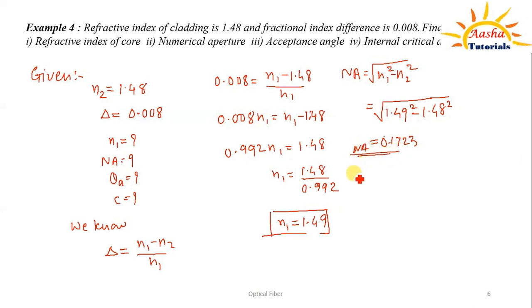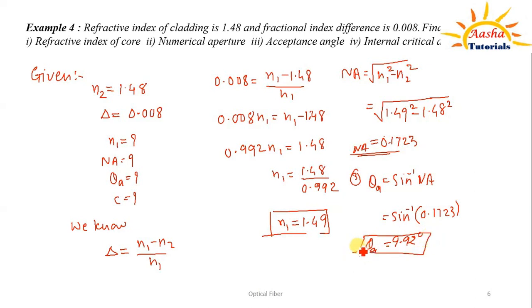Then for the third, the acceptance angle, we can find it by taking sine inverse of the numerical aperture. So here if I take sine inverse of the numerical aperture, which is 0.1723, let's find sine inverse of 0.172. This gives me approximately 9.92 degrees. So this is my acceptance angle, and this is our third answer.